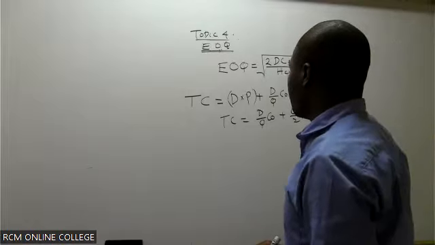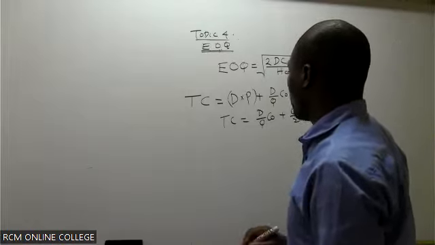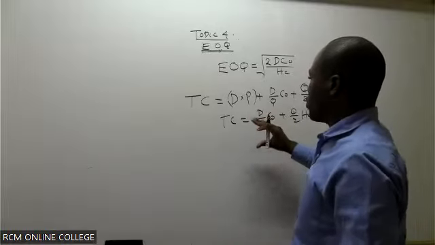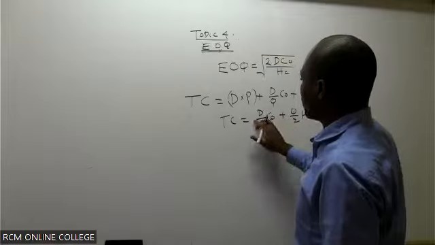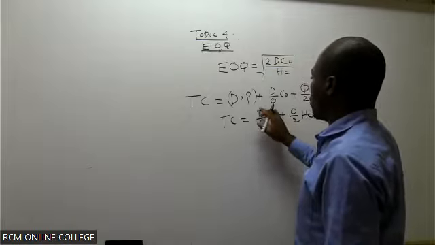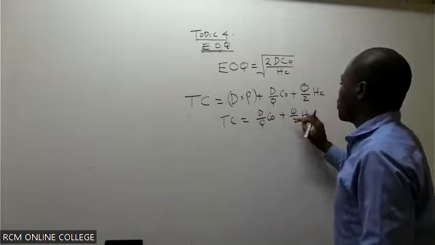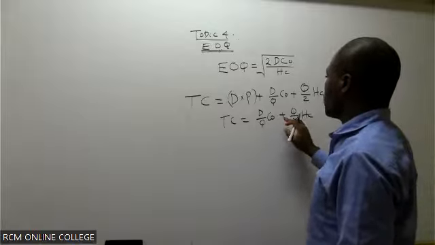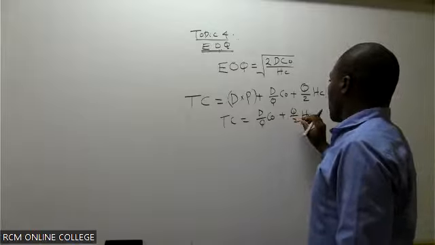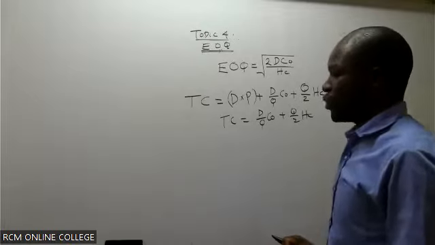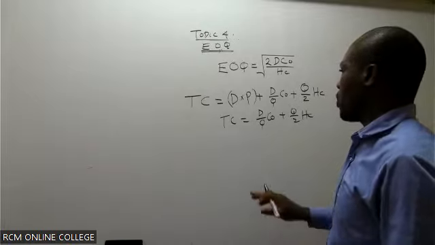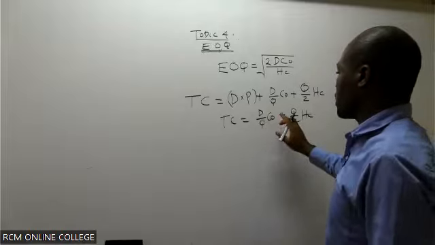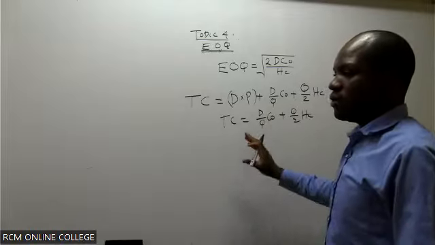Again, at that point, equilibrium will be realized where our total ordering cost is equivalent to total holding cost. It's at that point when our total ordering cost is equivalent to total holding cost.